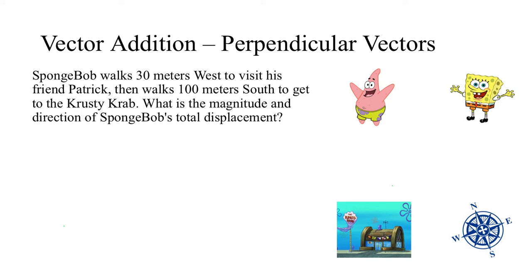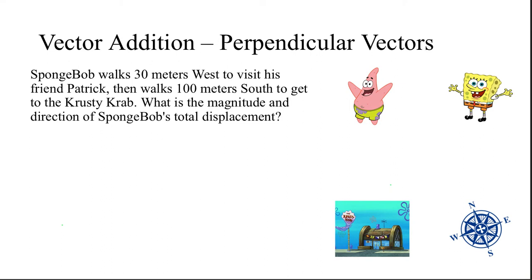I'll begin by drawing a vector to represent each of SpongeBob's displacements. He begins by walking 30 meters west, so I'll show an arrow starting from SpongeBob, going towards Patrick, and that'll be 30 meters, and that is west. And then I'll show another arrow going from Patrick to the Krusty Krab, and that is 100 meters, that's the magnitude, and the direction here is south.